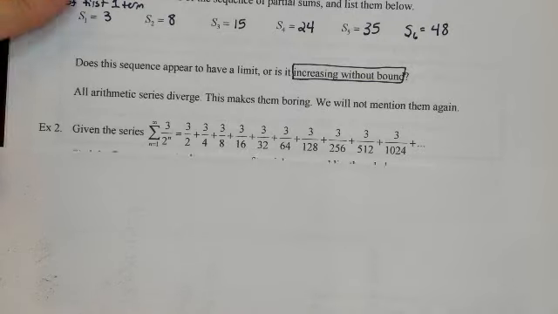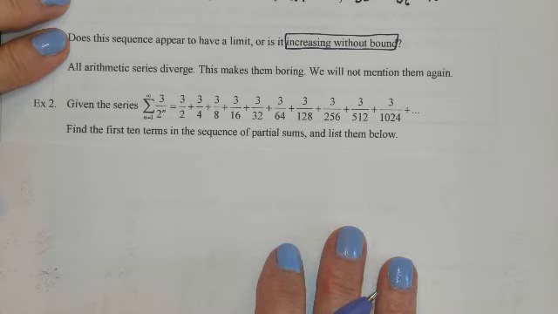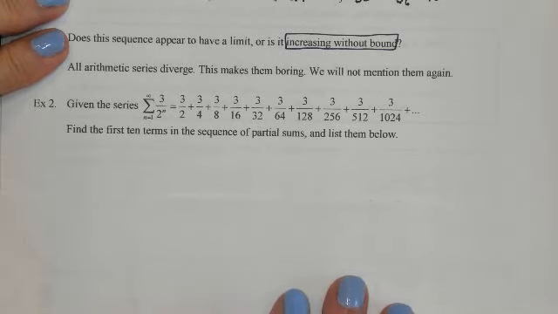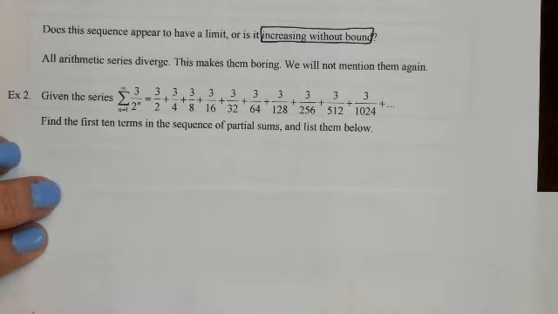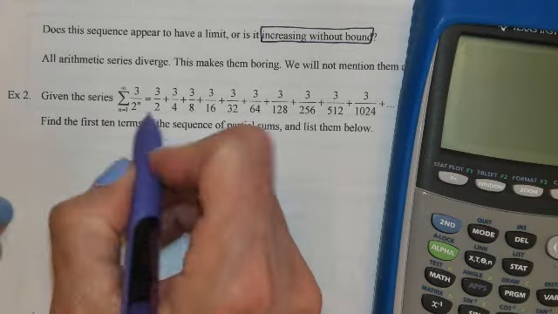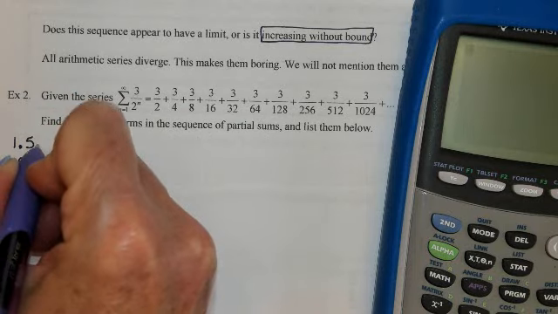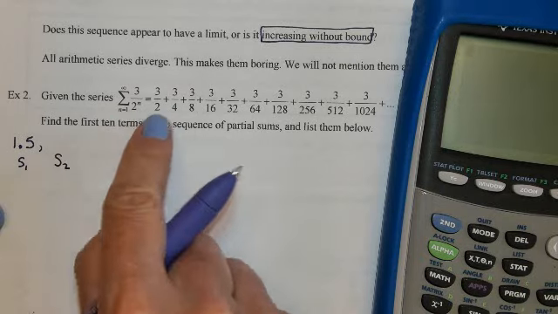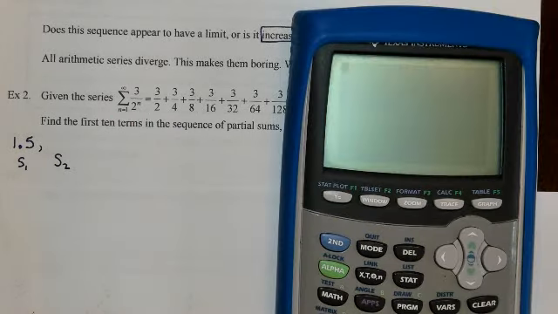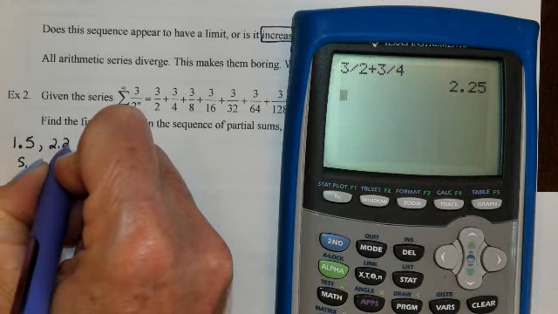Okay. So let's take a look at this one. Find the first 10 terms in the sequence of partial sums and list them below. And usually in class, I let kids get out their calculator and type it all in. So the first term would be 1.5. That would be S sub 1, right? The next term would be S sub 2, so the sum of the first two terms. So we'd have 3 halves plus 3 fourths, right? So 2.25.